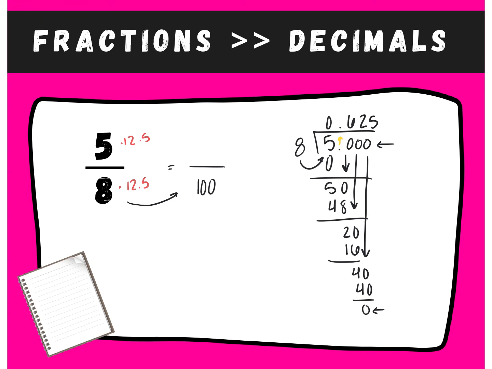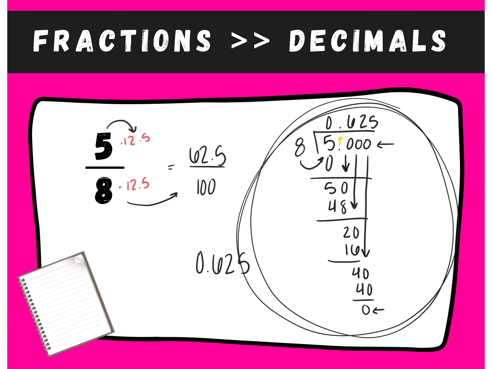That tells me that the decimal equivalence of 5/8 is 0.625. Now again, could I have multiplied by 12.5 and gotten 62.5 and then converted? Yes, but the long division is another method and it works on every fraction, which is what makes it a nice method to pull from.